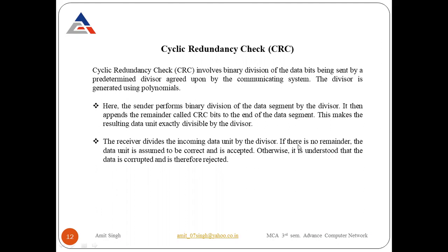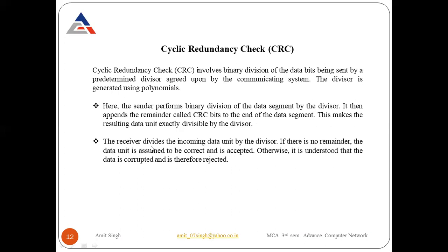Let's start. Here the sender performs the binary division of the data segment by the divisor. First you perform the division with the predetermined divisor. It then appends the remainder. Whatever value the remainder is, that remainder is called the CRC. We append the CRC bits to the end of the data segment and send that data to the receiver side. This makes the resulting data unit exactly divisible by the divisor.